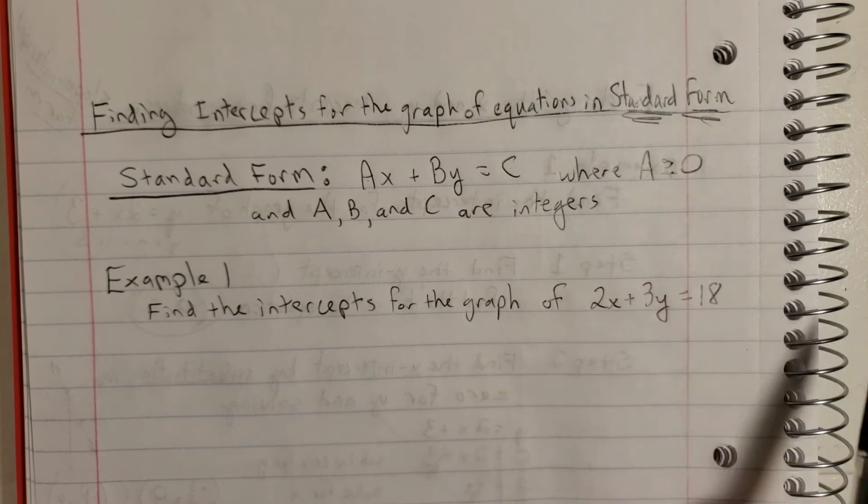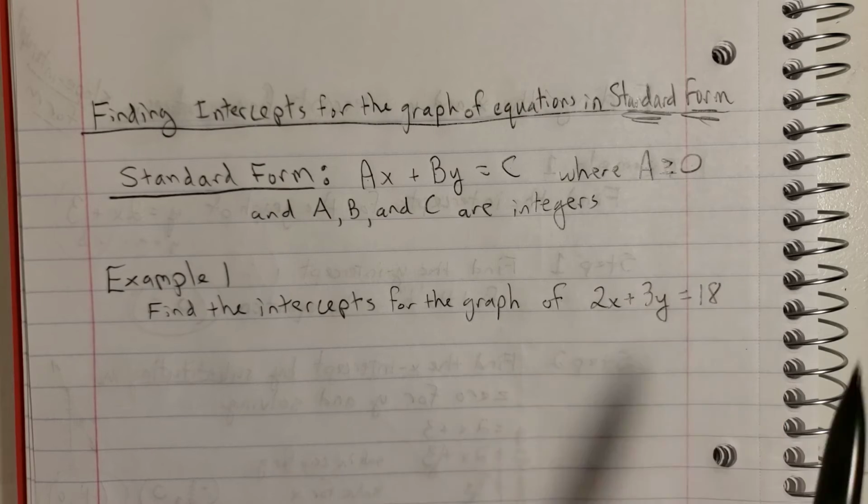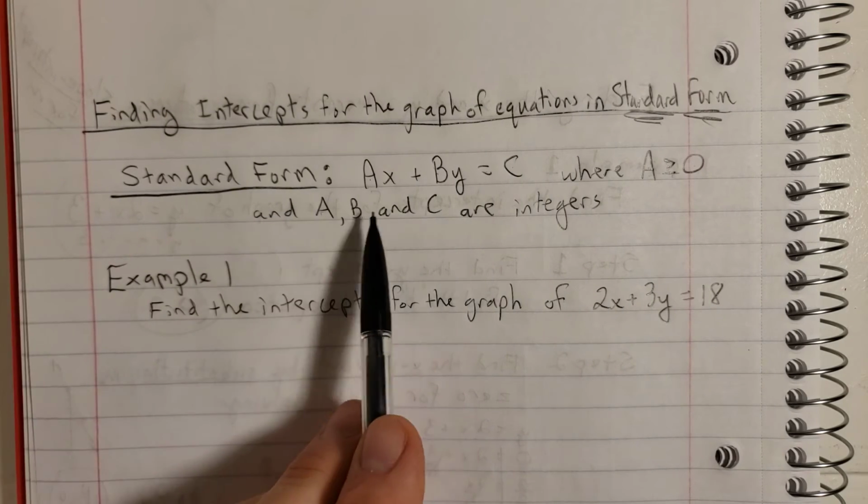a is greater than or equal to 0. So that means it can't be negative. Okay, it doesn't have to be positive. It could be 0 as well. But anyway, here we go. So, a, b, and c are integers.